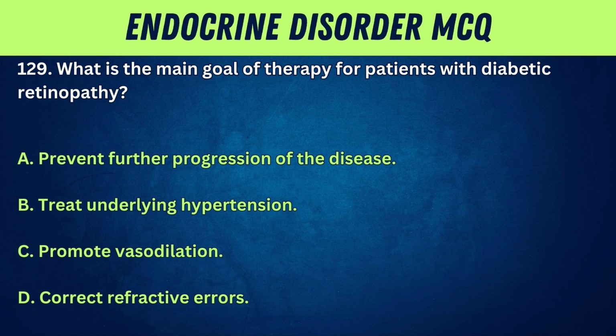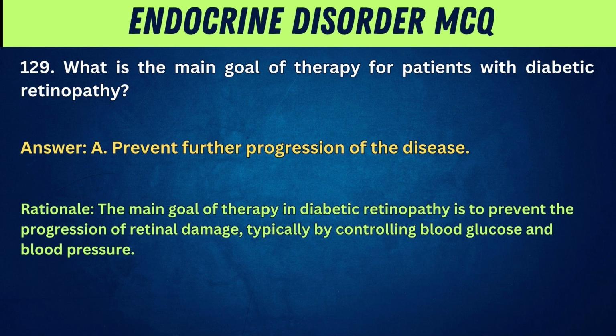129. What is the main goal of therapy for patients with diabetic retinopathy? A. Prevent further progression of the disease. B. Treat underlying hypertension. C. Promote vasodilation. D. Correct refractive errors. Answer: A. Prevent further progression of the disease. Rationale: the main goal of therapy in diabetic retinopathy is to prevent the progression of retinal damage, typically by controlling blood glucose and blood pressure.